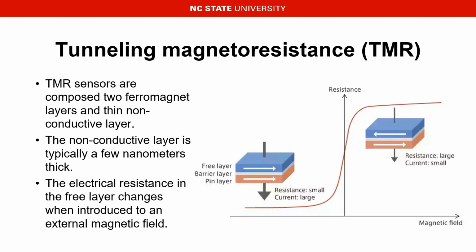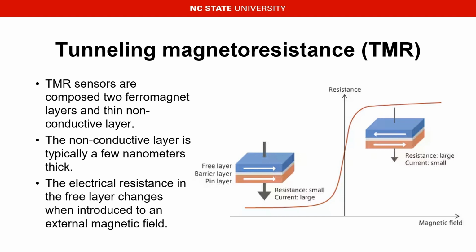So TMR specifically is the latest and greatest type of magnetoresistive technology. As you can see on the right, there's a graph that shows magnetic field versus resistance. And you can see the element. There's a top and bottom layer, which is a ferromagnetic material, and then a thin non-conductive layer in the middle, which is very thin, typically a few nanometers thick.